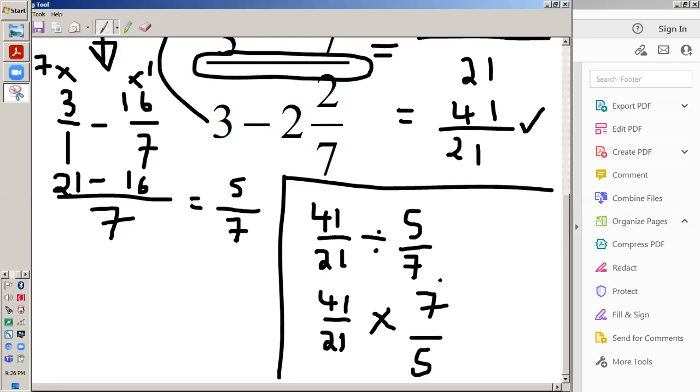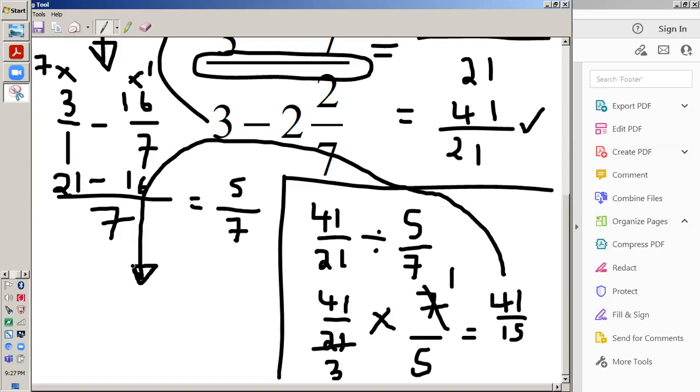All right, and then we can cancel 7 and 21. So 7 into 7 goes 1, and 7 into 21 goes 3. And 41 times 1 equals 41, and 3 times 5 equals 15. So it's 41 over 15, or 2 and 11 over 15. All right. Any questions?